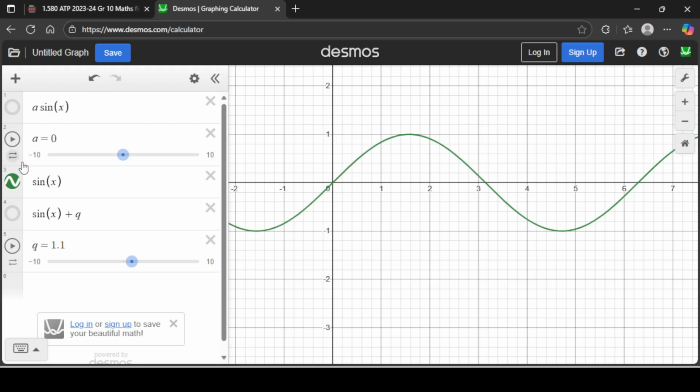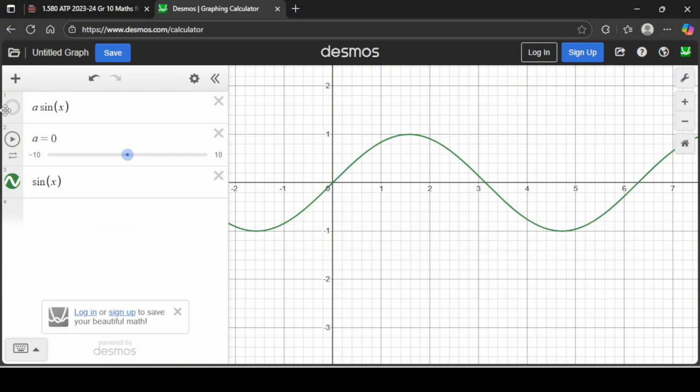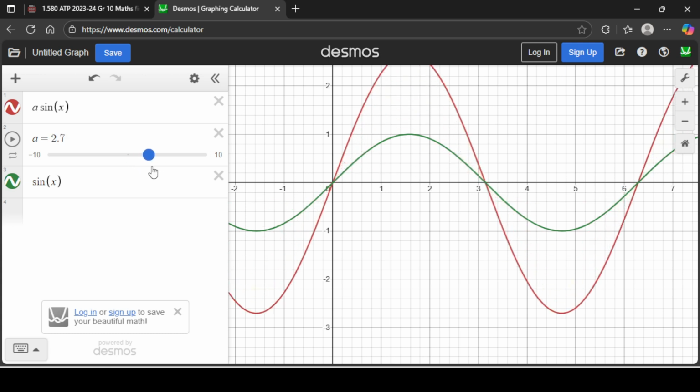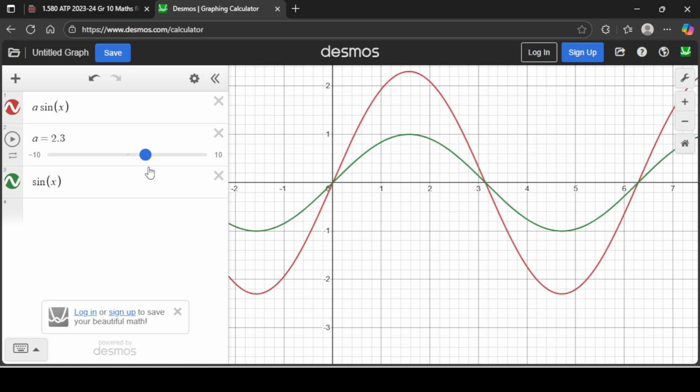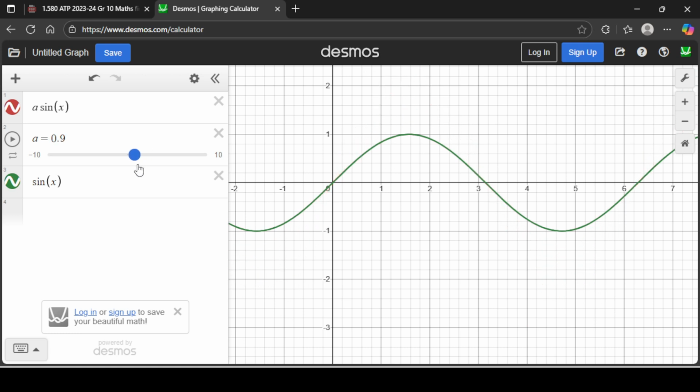So if we do it here, the green function is the parent function. Now if you apply this value to it, and you put a value that is bigger than 1, can you see what happens? It stretches the function. It's making it thinner. But if you have values that are smaller, like fraction values, can you see what it's doing? It's compressing it. Remember, the green function is the parent function. Can you see it compresses it? It gets fatter. And if it's 0, obviously it becomes a straight line.